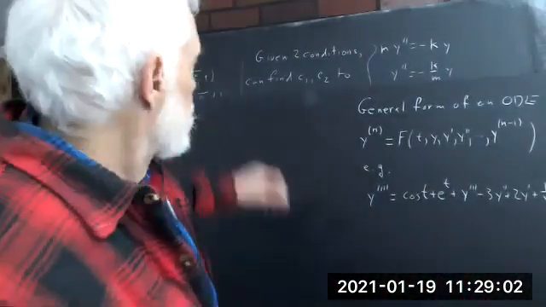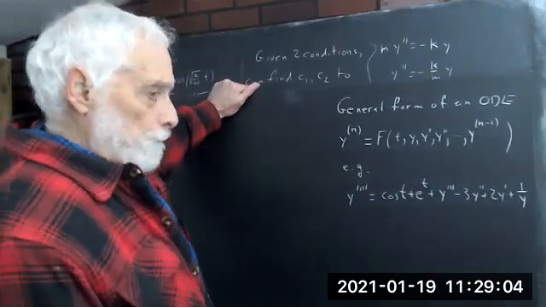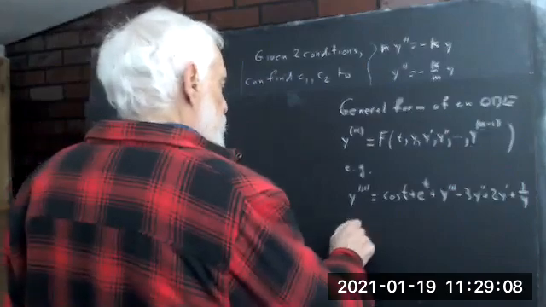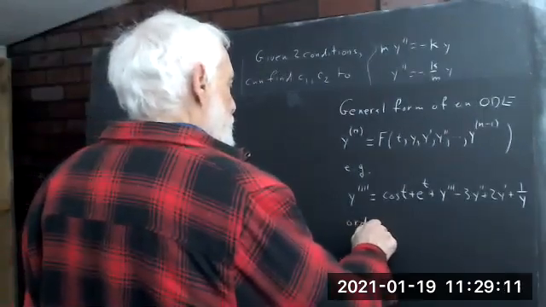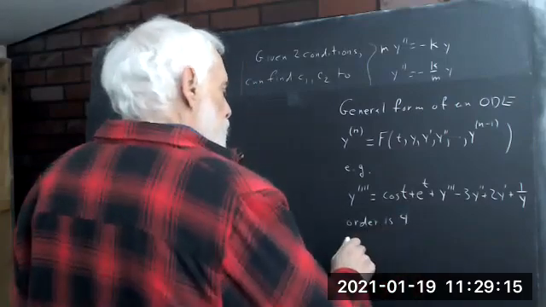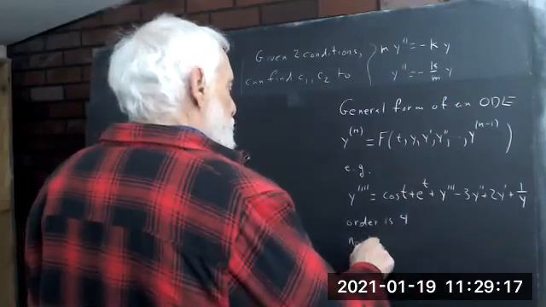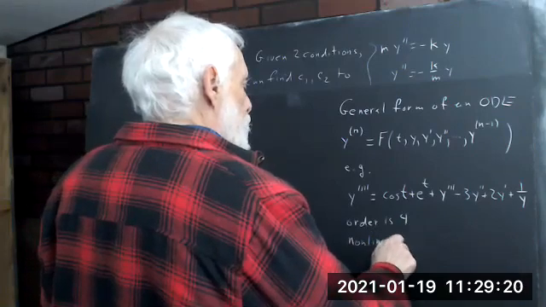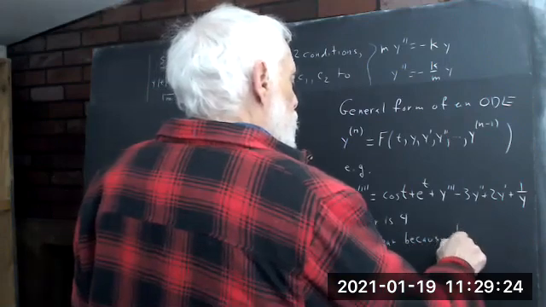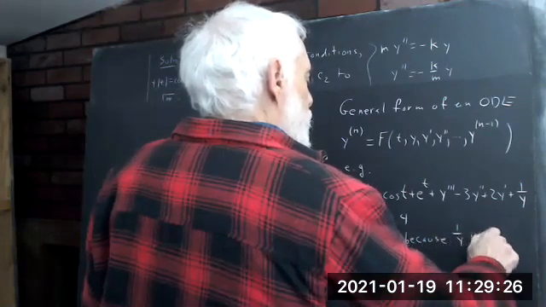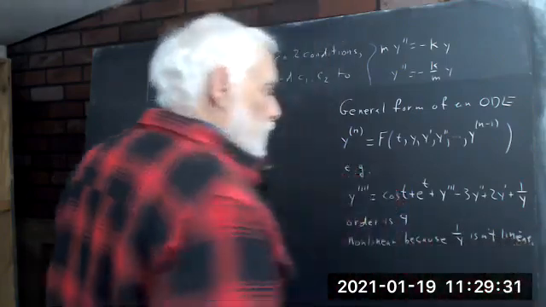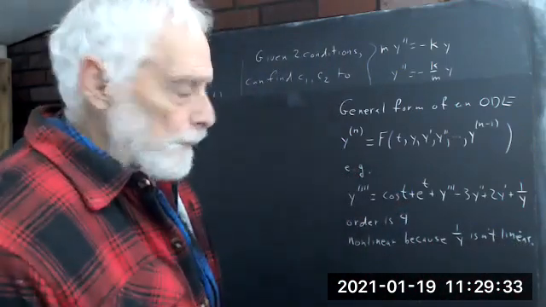Okay, there's an example. Now this is order 4, and it's nonlinear because 1 over y isn't just a multiple of y. It isn't linear.